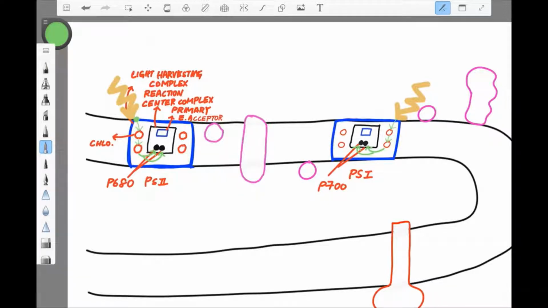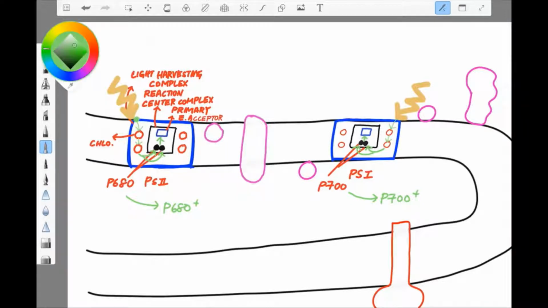This excites the electrons in this pair of chlorophyll to a higher energy state. The electron is then transferred to the primary electron acceptor. P680, now missing an electron, is now known as P680+. The same applies to P700, which now becomes P700+. This loss of electrons from each photosystem must be replenished.